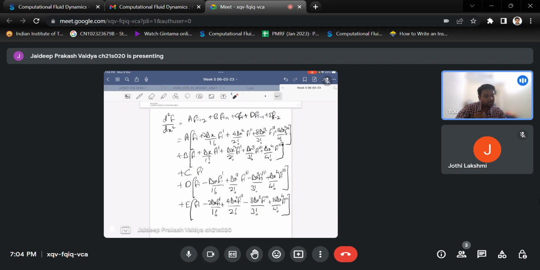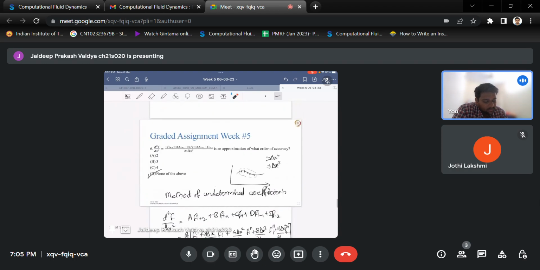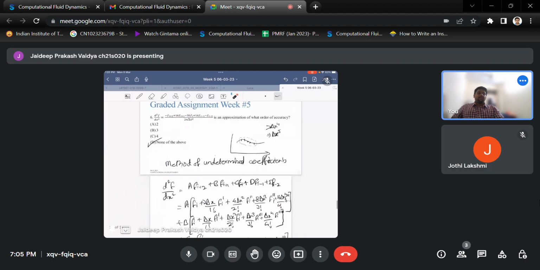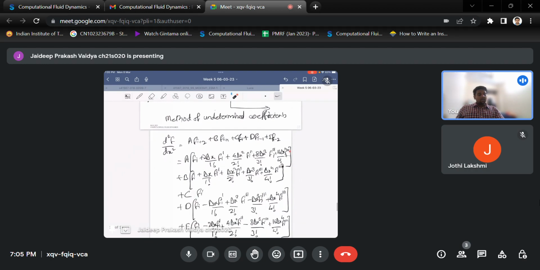So we see that all of these equations have delta x raised to 4 in them. Up to delta x raised to 4 we have added it to the accuracy. And so the order of accuracy is delta x raised to 4. And sorry, delta x raised to 5. We are neglecting the order of delta x raised to 5 in each term.